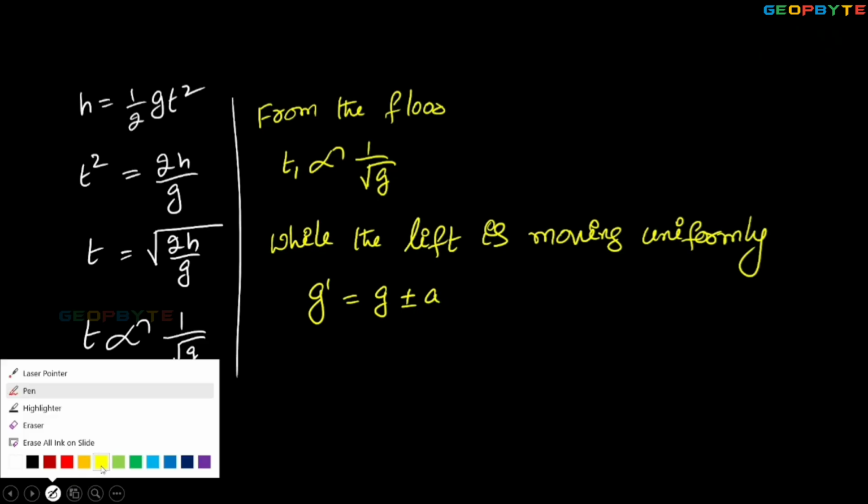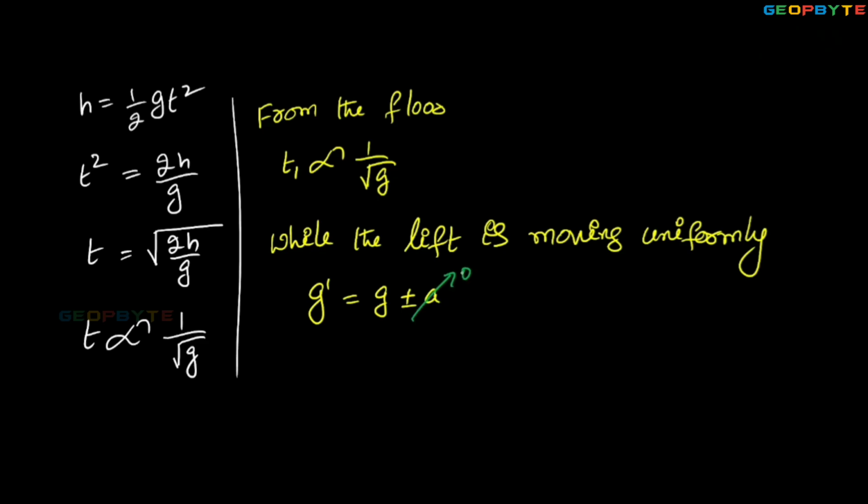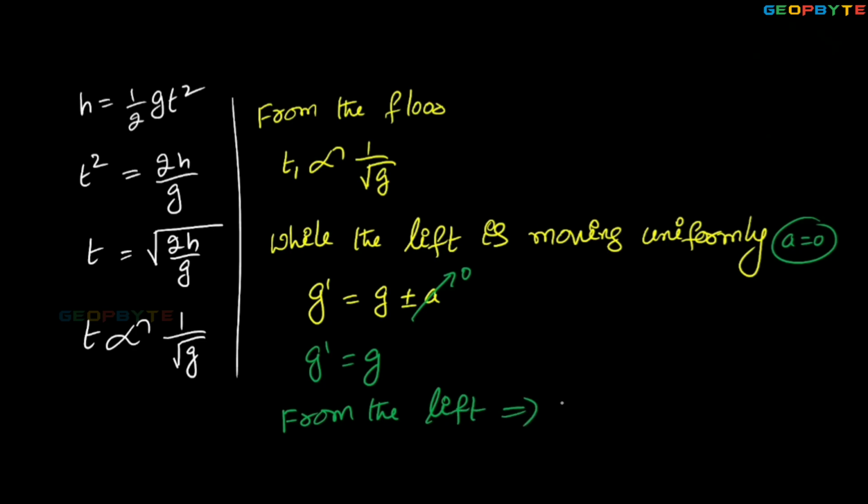But the lift is traveling uniformly, meaning acceleration a equals 0. If acceleration is 0, g dash equals g only. Then from the lift, the time taken t2 is proportional to 1 by root over g dash. But here g dash and g are both equal. Therefore, the time required for the coin dropping from the floor is equal to the time required for the coin falling down from the lift. T1 equals T2. That is the answer.